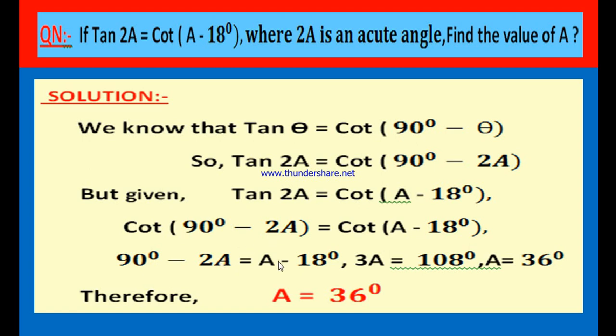Taking minus 2A to this side, A plus 2A is 90 degrees plus 18 degrees. Therefore, 3A is equal to 90 plus 18, which is 108 degrees, and A is equal to 108 by 3, which is 36 degrees. Therefore, the value of A is 36 degrees.